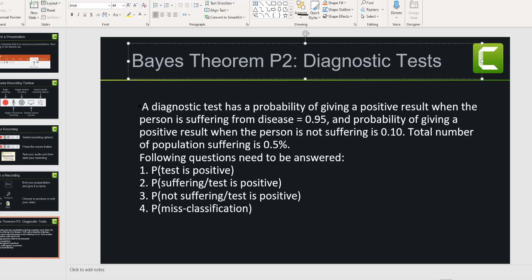And we want to answer these four questions: what is the probability that the test is positive, what is the probability that somebody is suffering from a disease given the test is positive, the third question is the probability somebody is not suffering from the disease when the test is positive, and then what is the probability of misclassification. So I'll give you a couple of seconds to go through the question while I prepare the whiteboard.